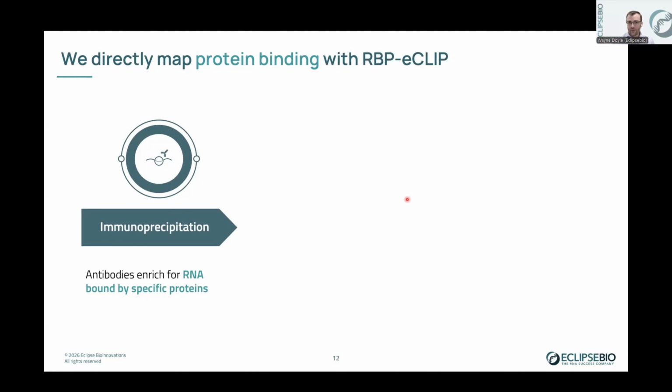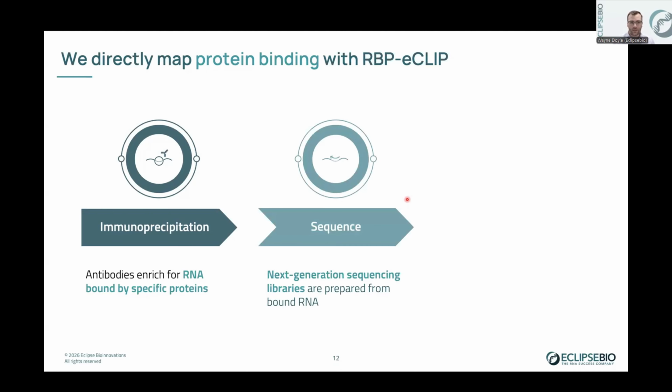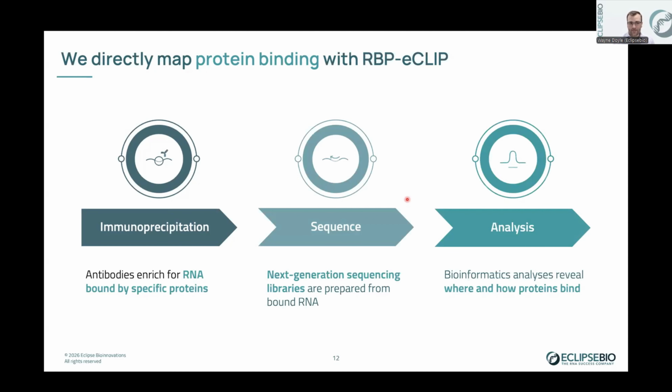We then cross-link the RNA to all the proteins that are present, and use that antibody to enrich for that protein and its bound RNA. We then generate a sequencing library where we enrich specifically for those RNAs that are bound by that protein of interest. And then we do a variety of bioinformatics analyses to see where and how those proteins are binding.